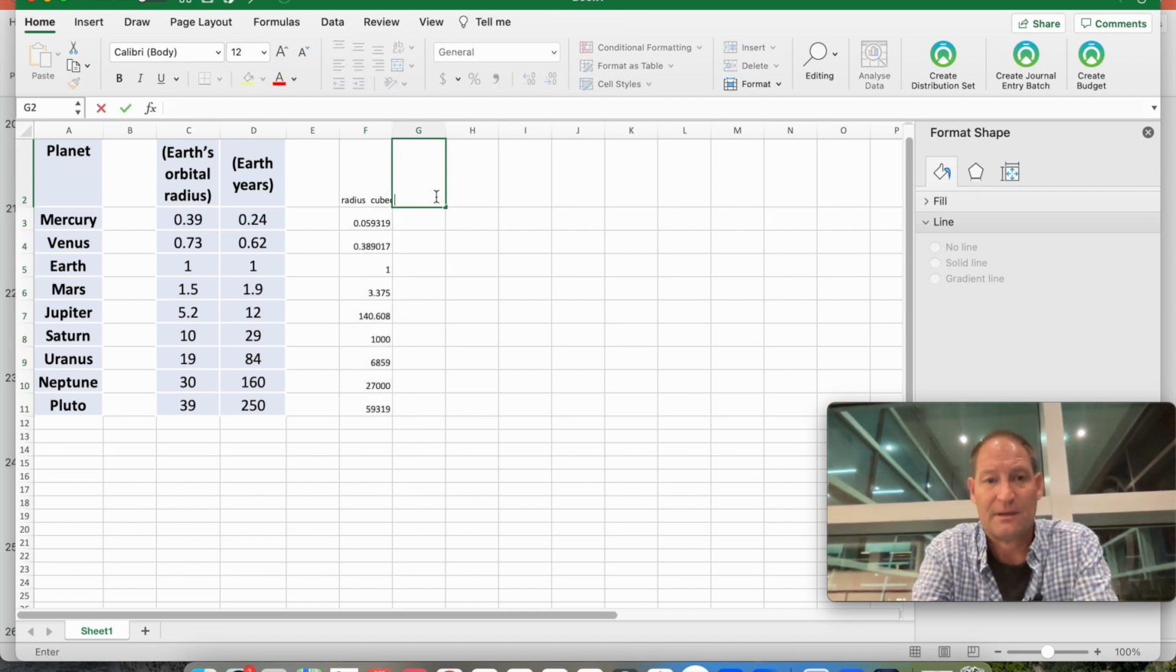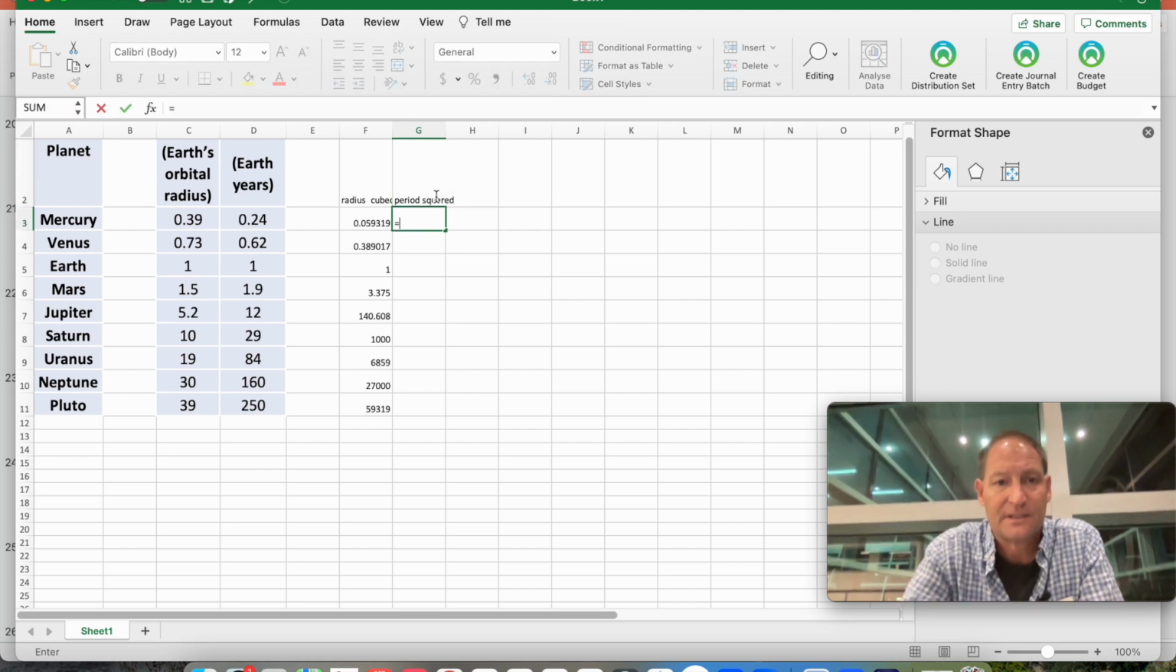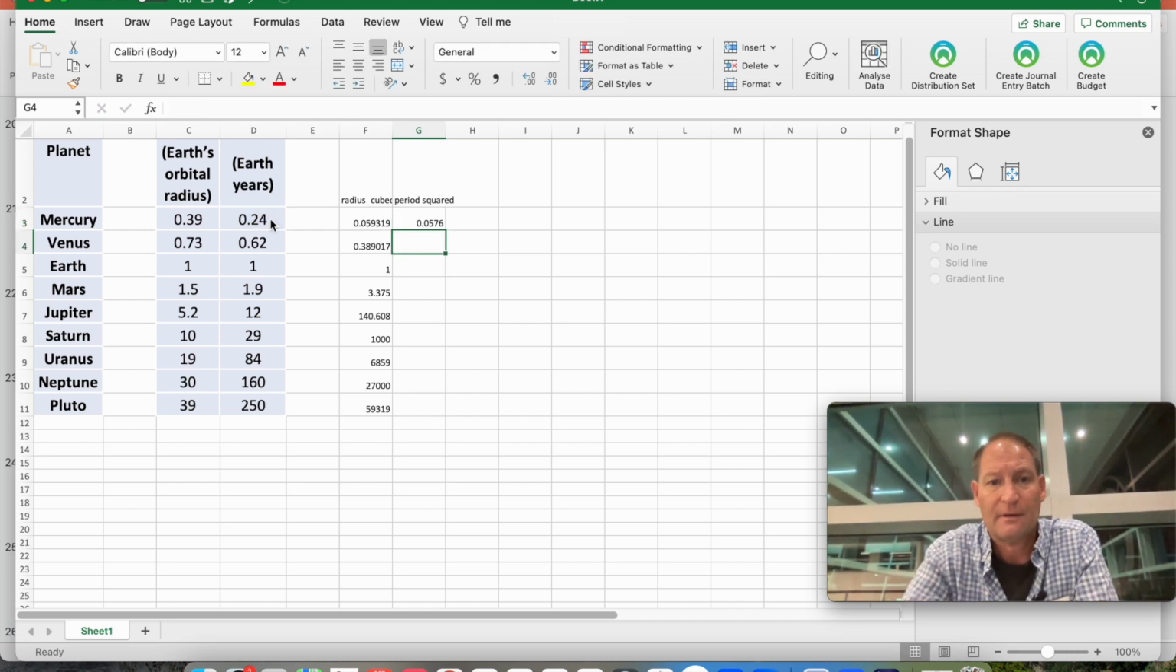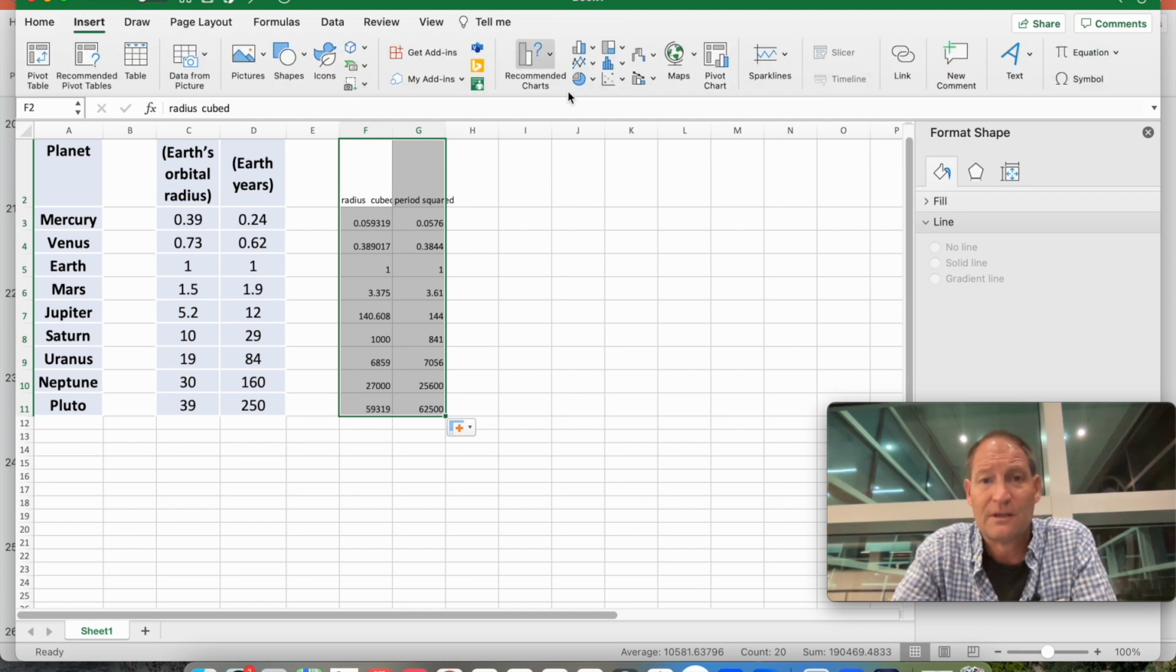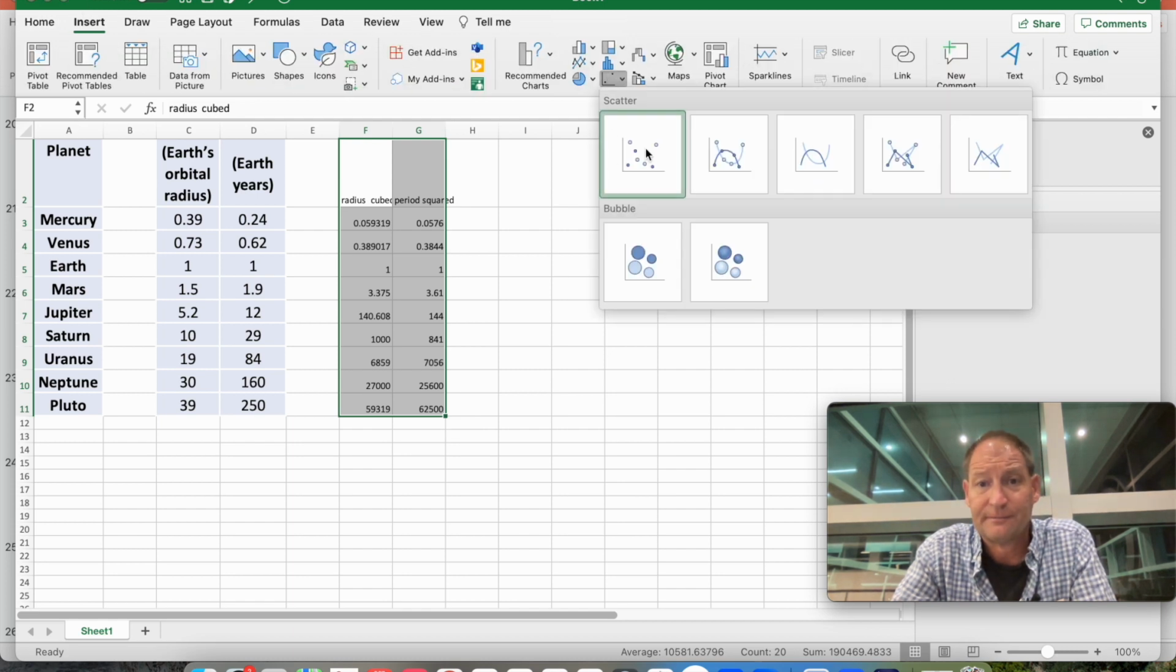And this is going to be period squared. And I'm going to make it that number squared. Drag it down. Ah, magic. Spreadsheets are awesome. Let's plot the graph of this. And with any degree of luck, it should be a straight line.